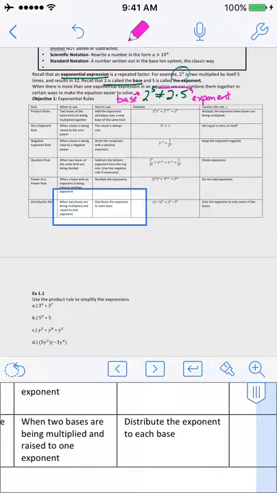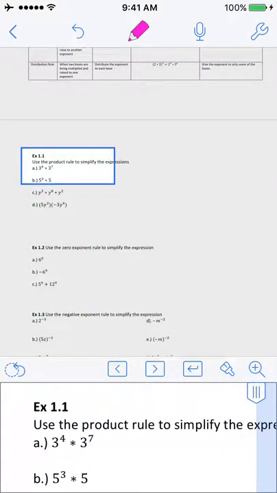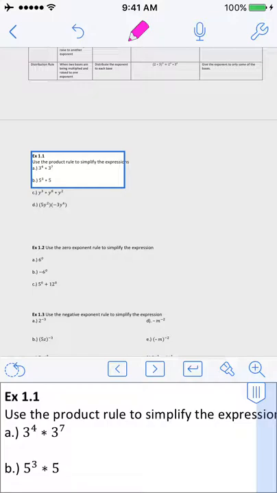Instead of just reading this table, though, because that's incredibly boring and nobody wants to do that, we're going to head down to example 1.1 and just start using these rules individually. That way we can get an overview here. But if at any point you are doing your homework or you forget something, you can always refer back to the table up above.